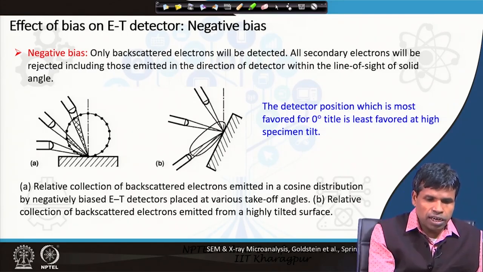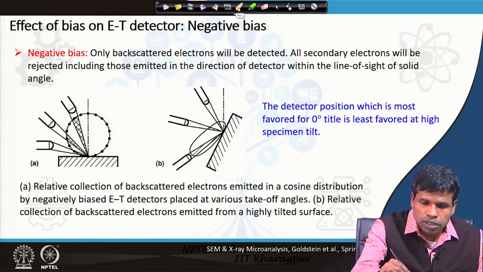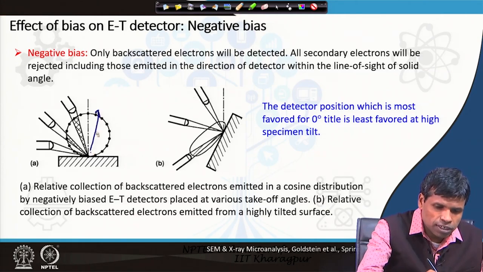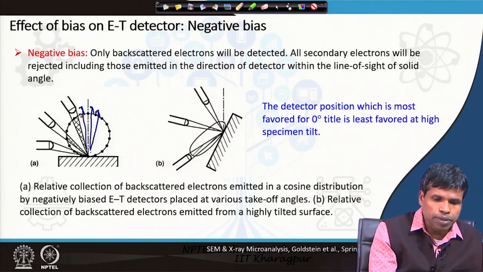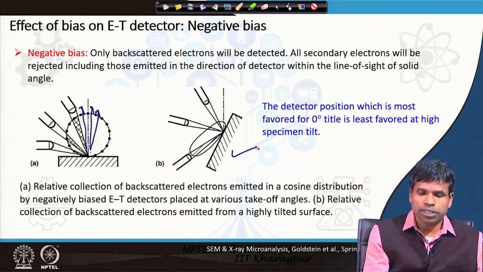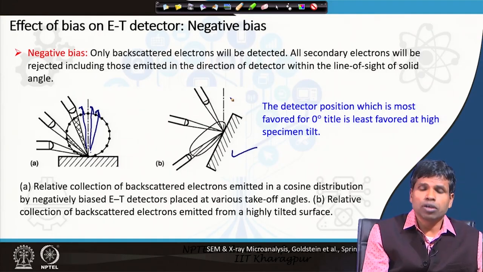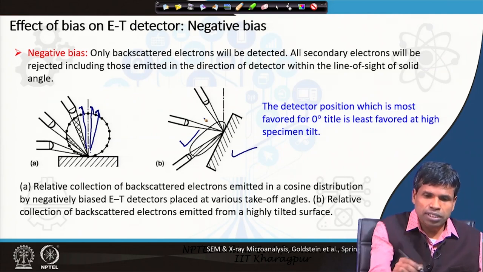Moreover, the detector position is also very important to collect either more secondary or backscattered electrons. Here you see the relative collection of backscattered electrons emitted from the surface of the specimen. As more backscattered electrons are emitted towards the incident electron beam, if the detector is placed close to the incident beam, then we would be able to collect more backscattered electrons if the sample is not tilted. But if the sample is tilted, as you see in the right side image, the trajectories of the backscattered electrons will change. So, for a tilted sample, a detector placed close to the specimen would be able to collect more backscattered electrons. So, the position of the detector plays an important role in collecting backscattered electrons.